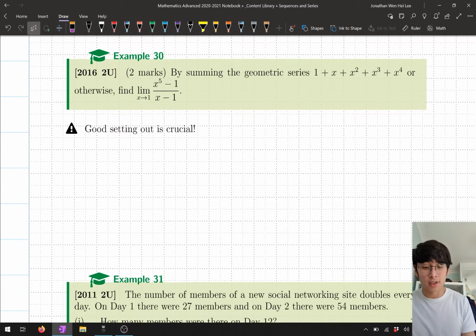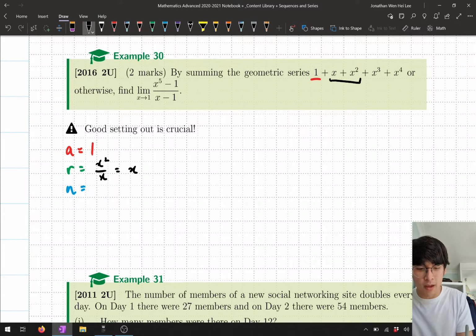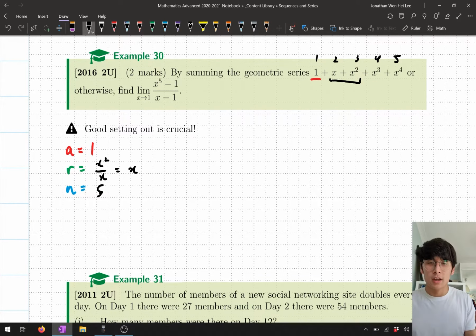When we are using our sum of a geometric series, we need to get a few values. We need our starting term, our common ratio, and our number of terms. So if you have a look here, what is the starting term? Well, the starting term just happens to be the one at the start here. Our common ratio is what we get when we take two consecutive terms and divide. So let's say I pick these two, x squared divided by x will give me x, and so my common ratio is x. And the number of terms, I just count them: 1, 2, 3, 4, 5. I'm going to have 5 terms in this particular sum.